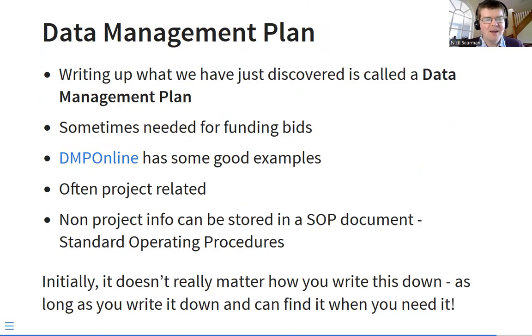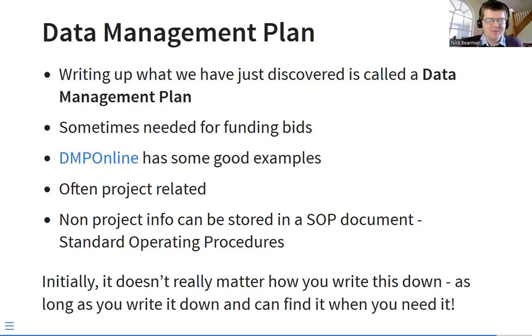So writing up what we have just covered is called a data management plan. So this is in terms of what data you have, where it's stored, how you access it, that sort of thing. And sometimes you need one of these for a funding bid. It's not that unusual for that to be requested now. There are some great examples from DMP Online, examples of data management plans from successful funding bids. Very typically, these are project related. So you'd write up a data management plan for this project and talk about the data for this project and where it's stored and all that kind of stuff.